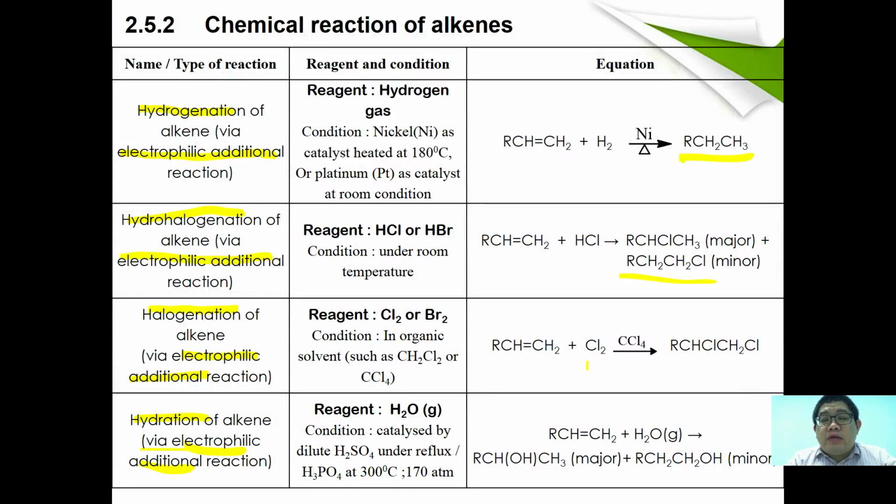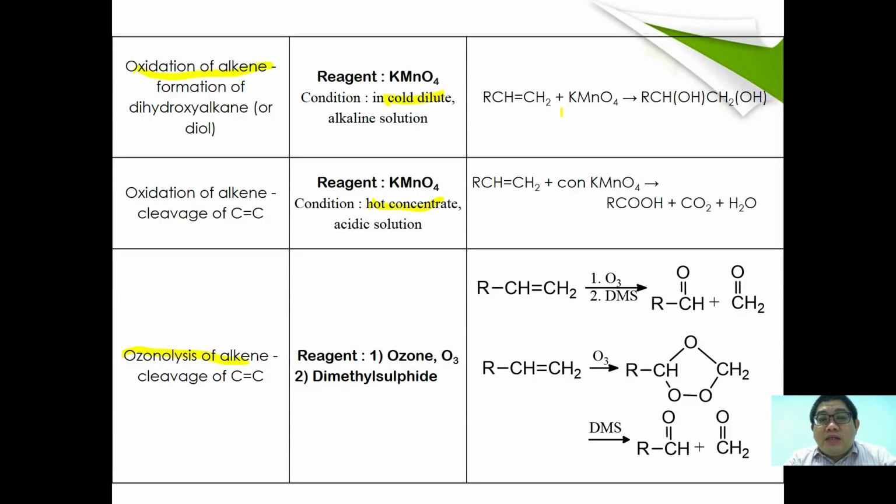We're also reacting with the halogens to form a dihaloalkane, and then you have hydration to form alcohols, two different products according to Markovnikov rules. And we also have oxidation under cold dilute by using acidified potassium manganate. You form a diol, and when it is under hot concentrated, you form a carboxylic acid, carbon dioxide, and water. And last but not least, under ozonolysis, you form a carbonyl compound. So we're going to have a look one by one later at all these reactions, so stay tuned.